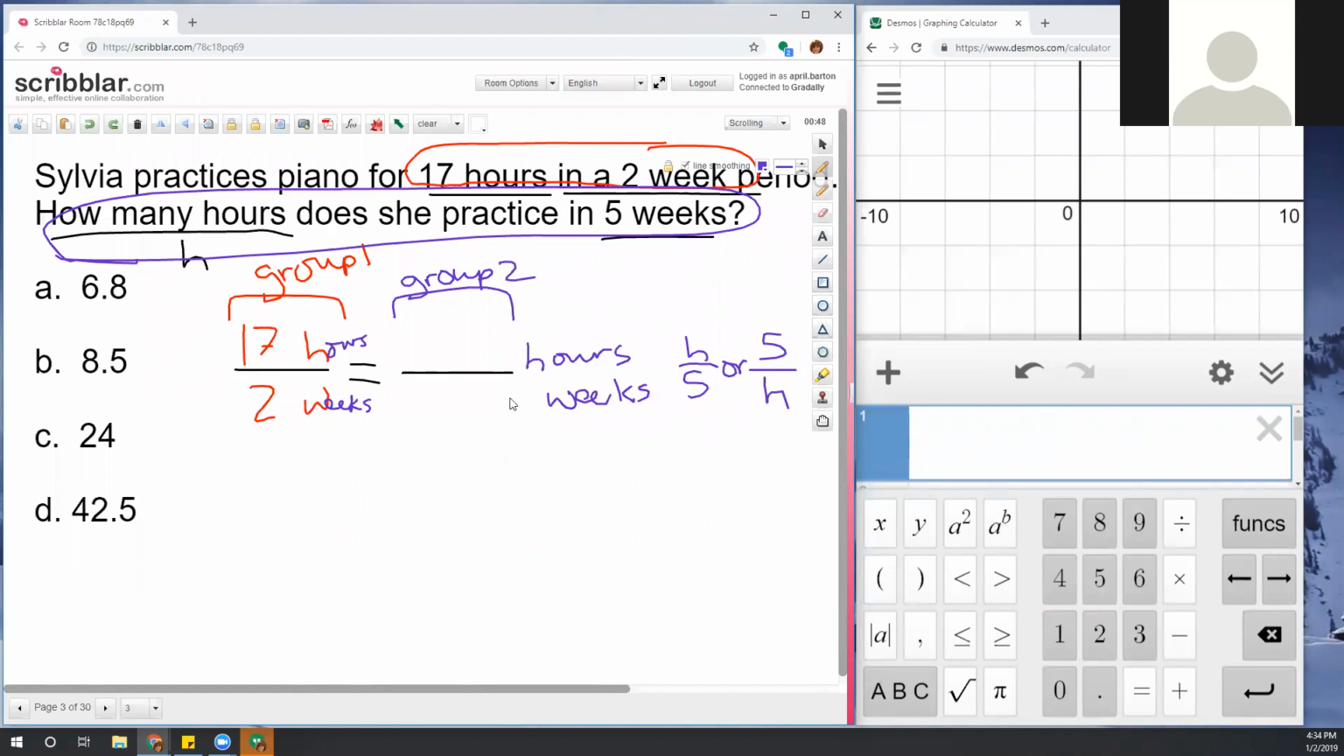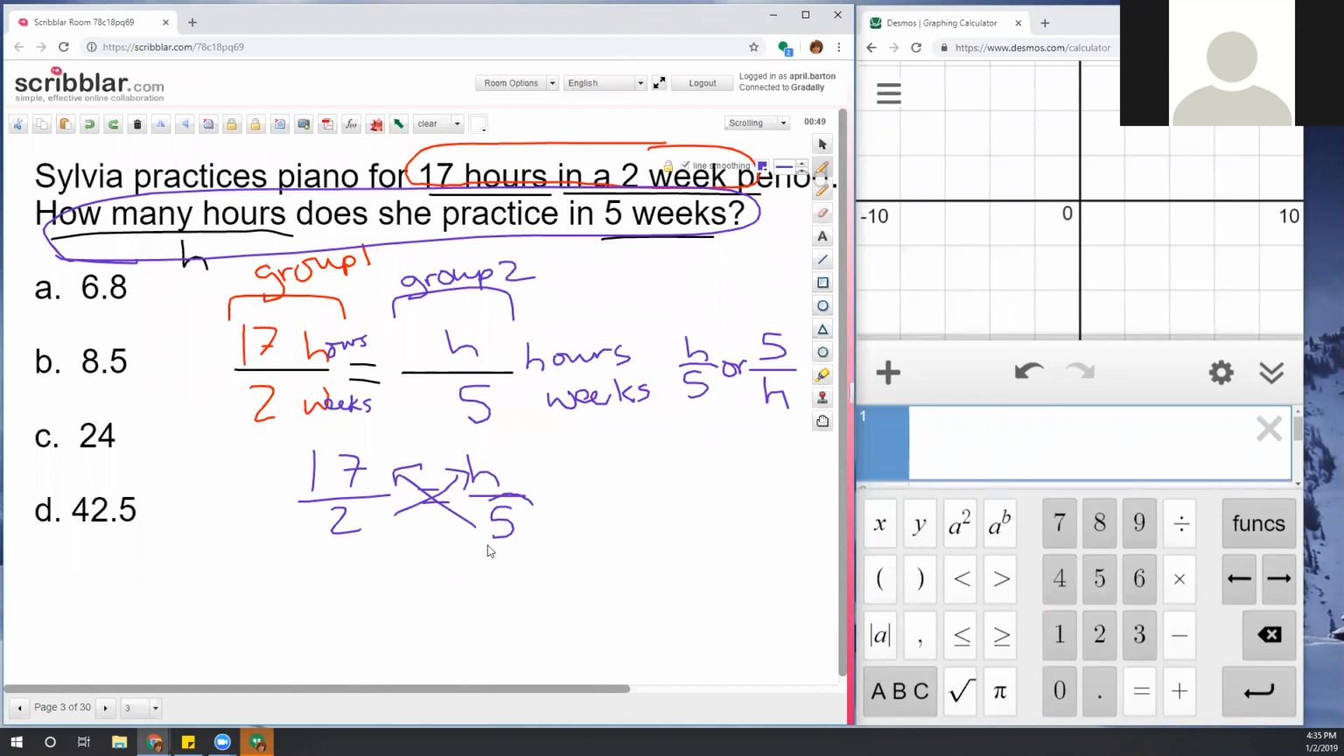Good. H over 5. H stood for hours, so we know that's hours, and then 5, they told us, was the weeks. So I write in that this is hours and weeks just so we could talk about it. When we do the math, it's easier if that information isn't there, if we just have 17 over 2 equals H over 5. So when we solve this, we do something called cross multiplication.